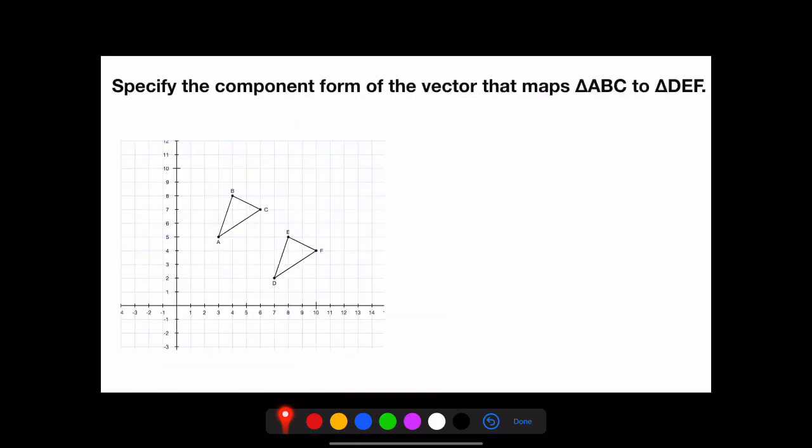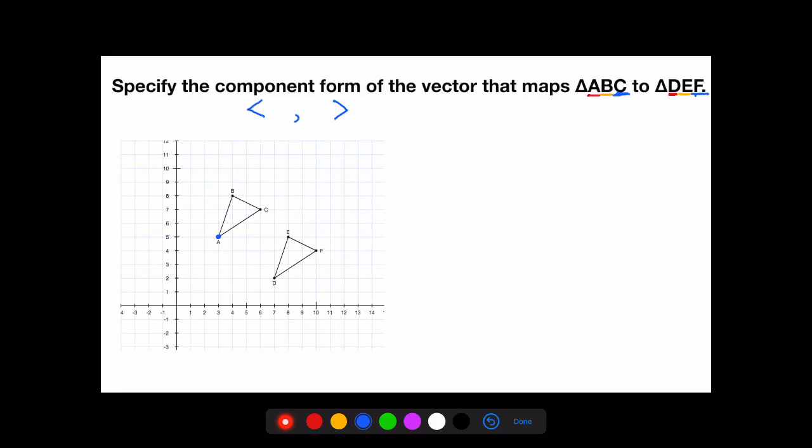All right. Next up, specify the component vector that maps triangle ABC to triangle DEF. So for this one, I know that A will be mapped to D, B will be mapped to E, and C will be mapped to F. So order does matter when we're listing these. A goes with D, first goes with first, second with second, and third with third. So I want to map A on top of D, and we want the component form of the vector. So component form means pointy brackets. So I want those pointy brackets.